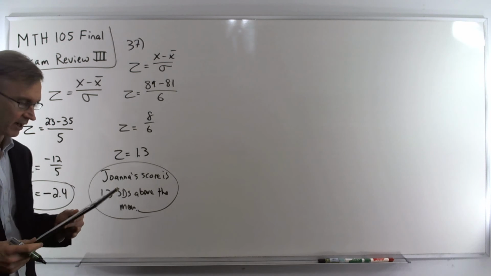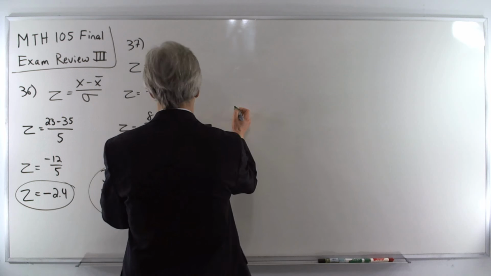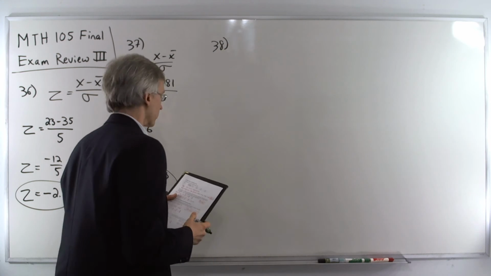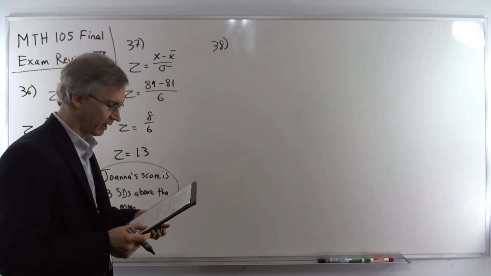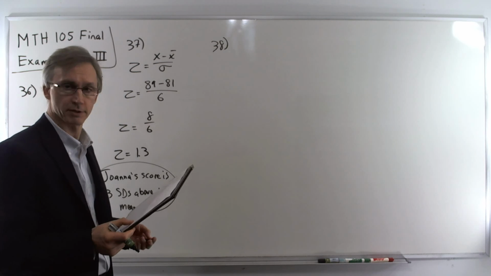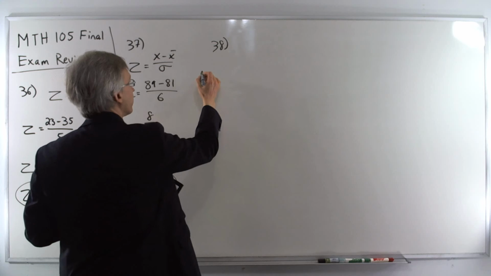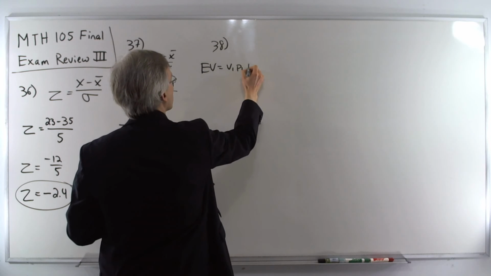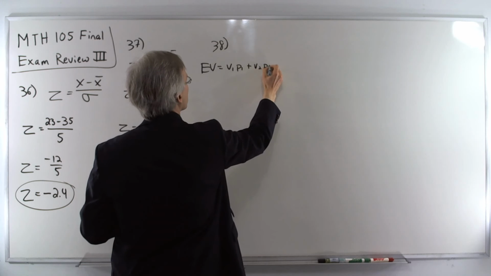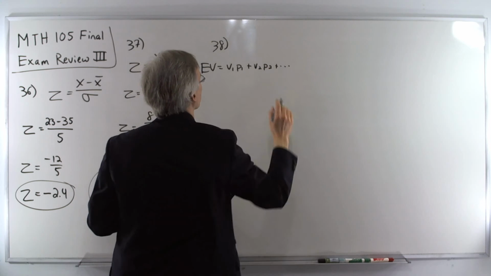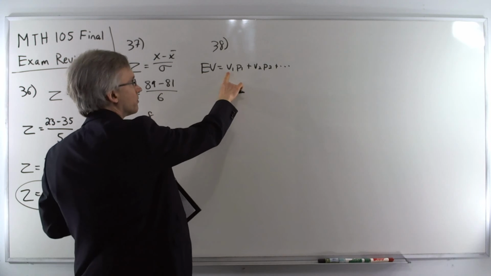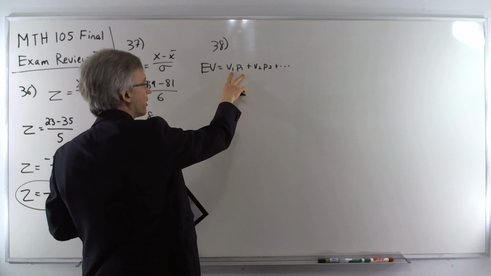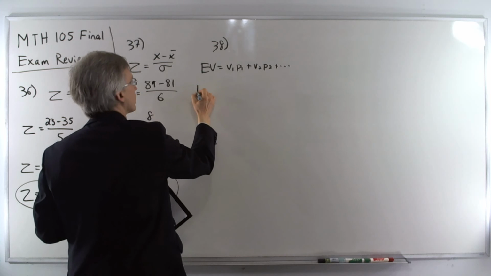Next up, expected value. For number 38, we're going to find the expected value. We've got a table listing outcomes and probabilities. The expected value equation is where we're going to take the value, multiply it by the probability for each case, for each outcome, and then add them all up.